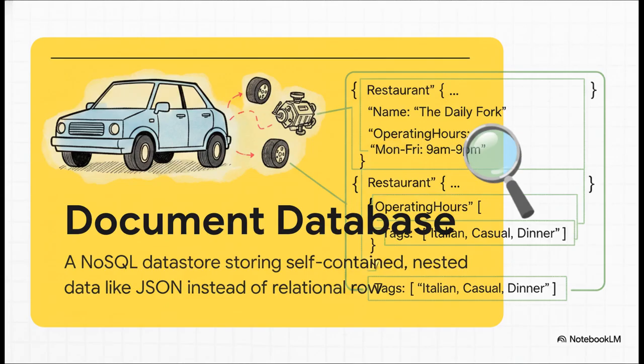Instead of shredding data into relational rows and columns, a document database stores self-contained nested data structures, typically as JSON documents. So if our restaurant has a list of operating hours or an array of tags, we don't need separate tables. We just embed them directly inside the restaurant's single document.